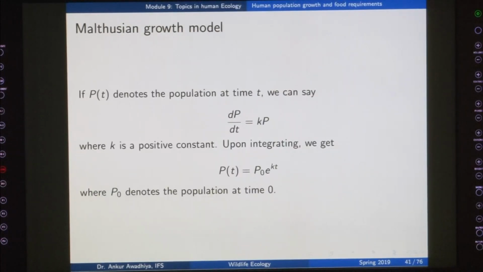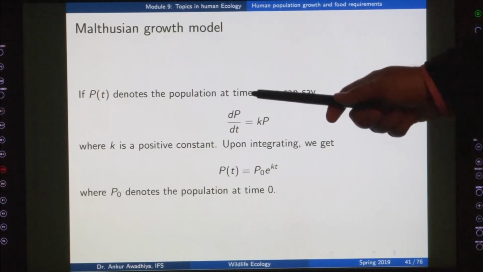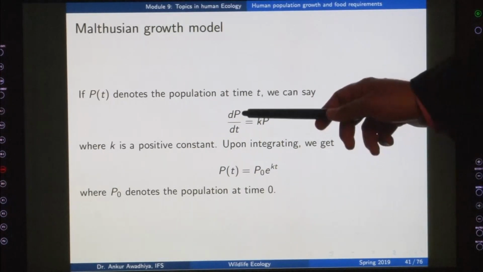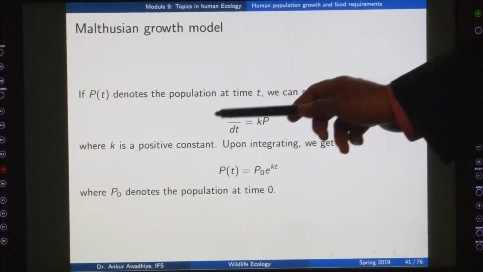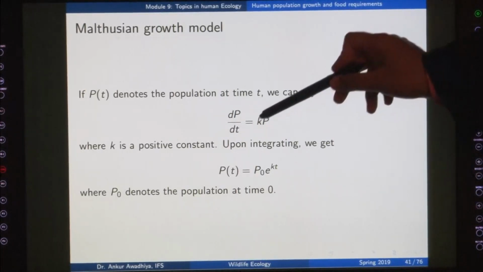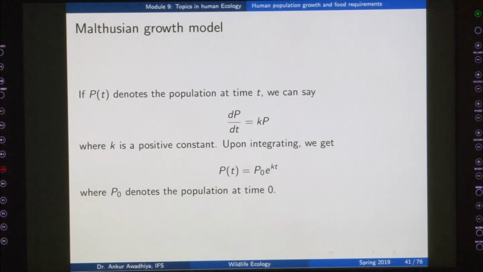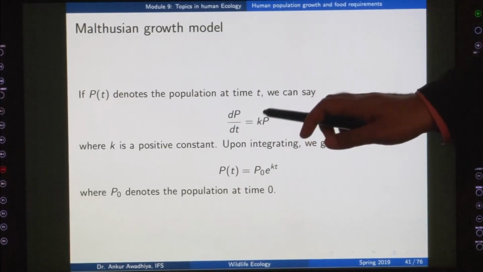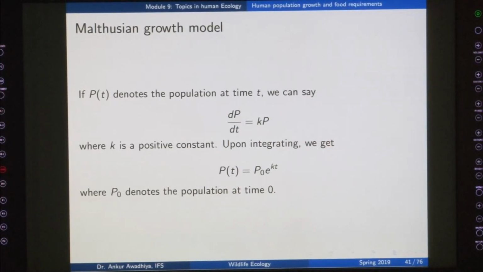Now, if we put the Malthusian theory in terms of mathematics, we can say that if P(t) denotes the population at a time t, then dP/dt, that is the rate of increase of the population, is equal to k times P, where k is a constant and P is the population. Essentially what this is saying is that you have a population that is increasing. Now, the rate of increase of the population will be proportional to the population that is present at that particular point of time.